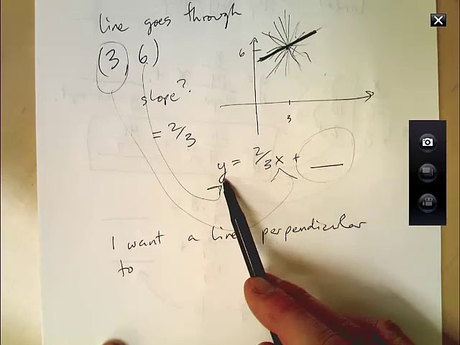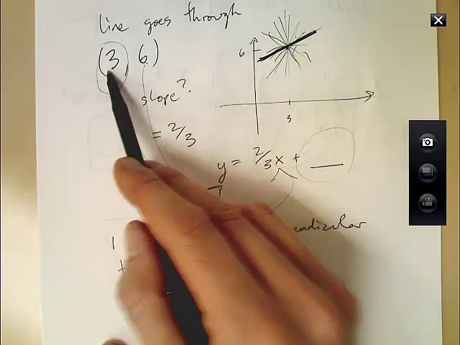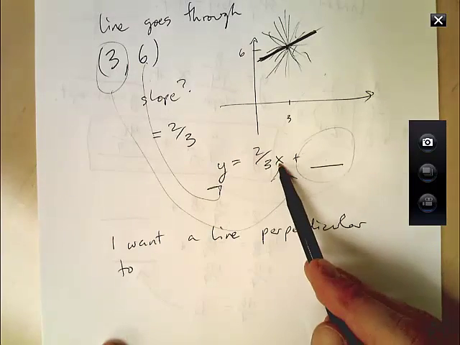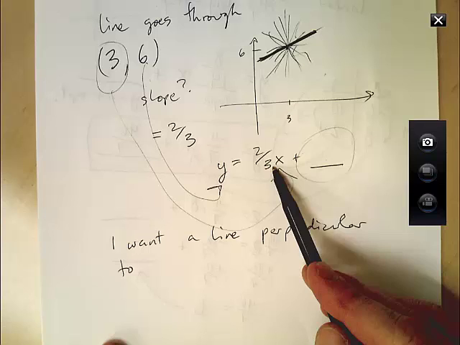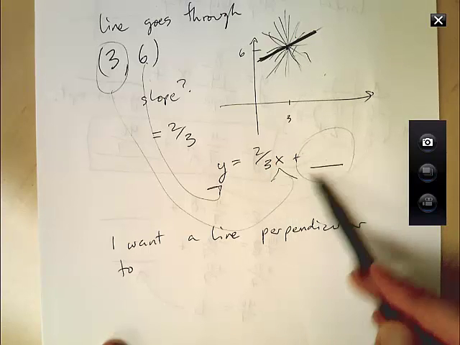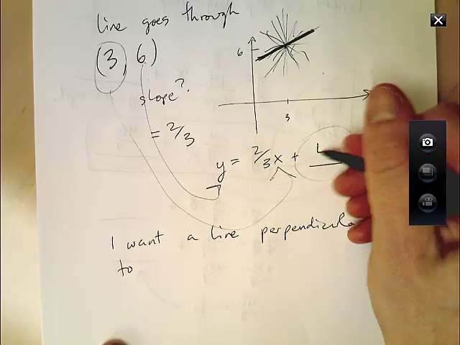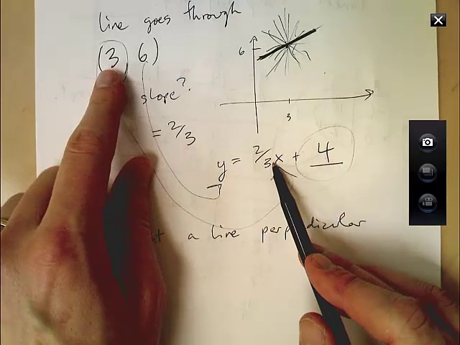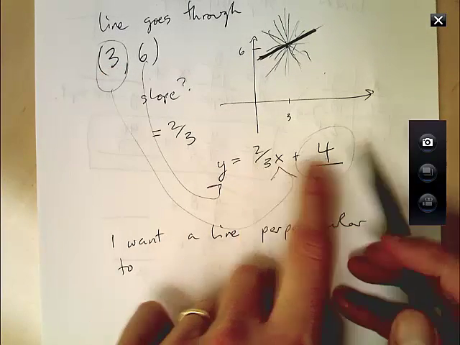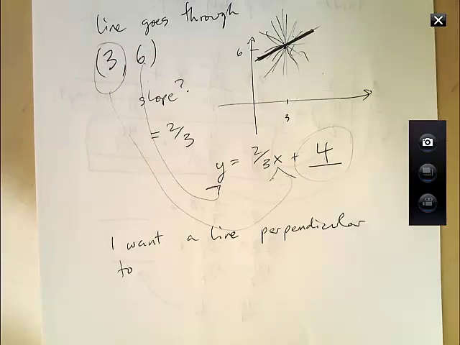Let's say we know that our line goes through 3, 6, and has a slope of 2/3. X would be 3. 3 times 2/3 is 2. 2 plus a missing mystery something equals 6. Well then that would have to be 4. So you can see how I came up with 4. I know that 3 times 2/3 is 2. 2 plus 4 equals 6, and 6 is the thing that was supposed to come out.